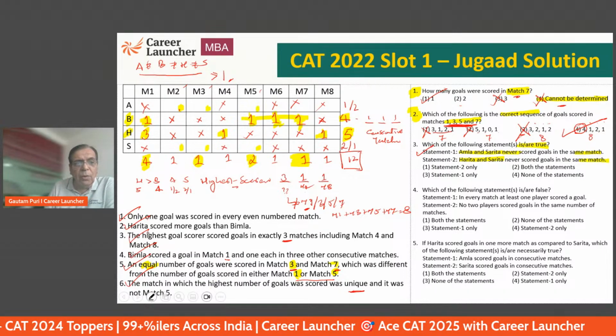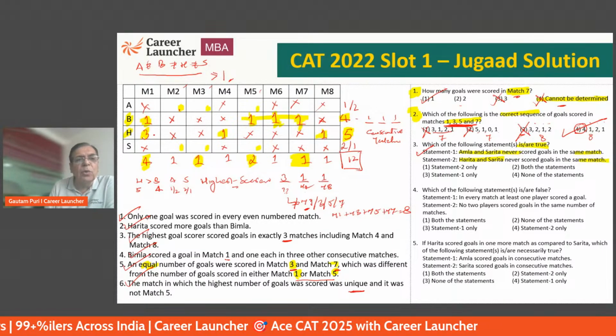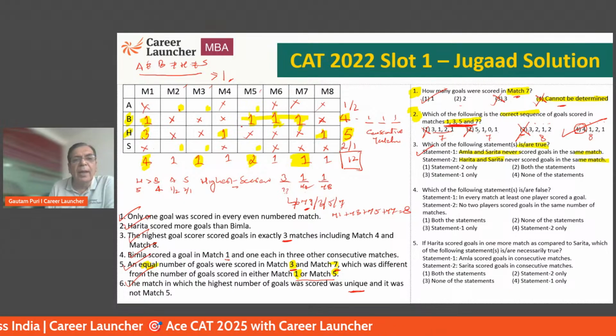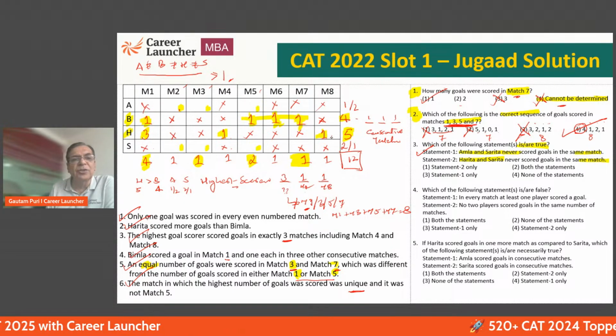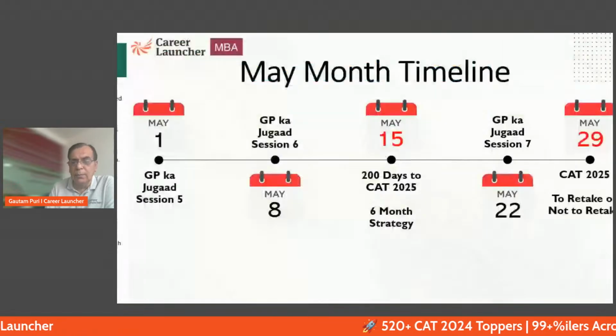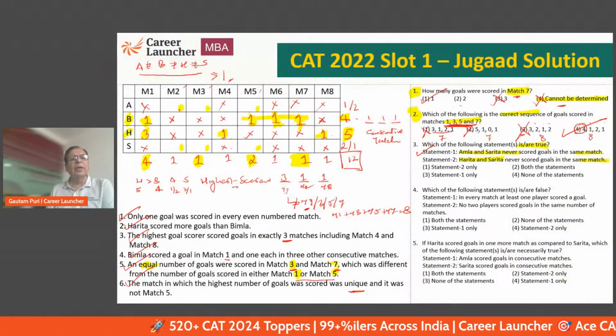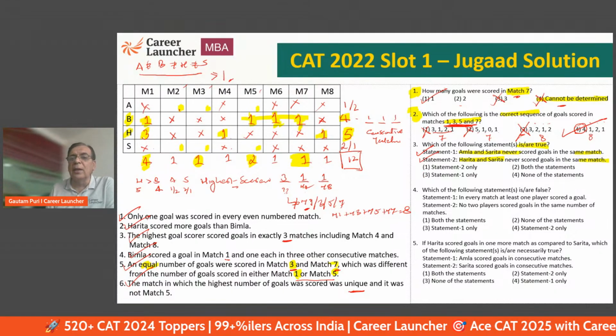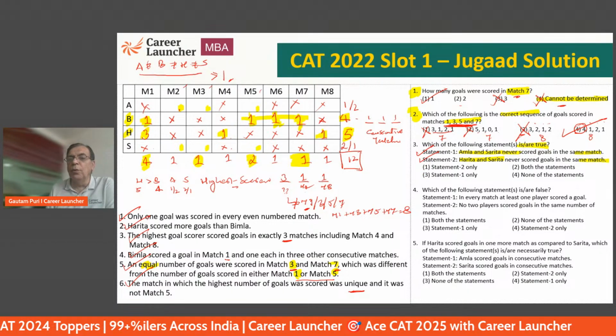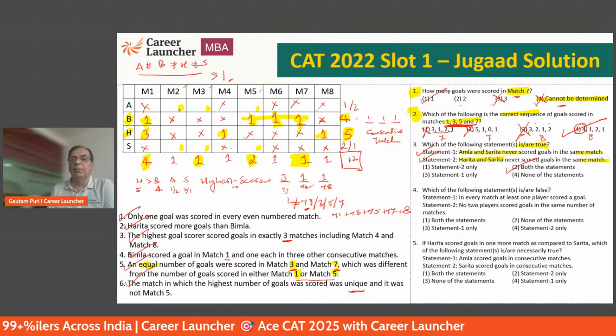This should be right also, because look at this. Harita scores in match 1, nothing from Sarita. Harita scores in match 4, nothing from Sarita. Harita scored in match 8, nothing from Sarita. And Harita has not scored in any other match, so statement 2 is also correct. So both, we are looking at true. That means both statements are correct.